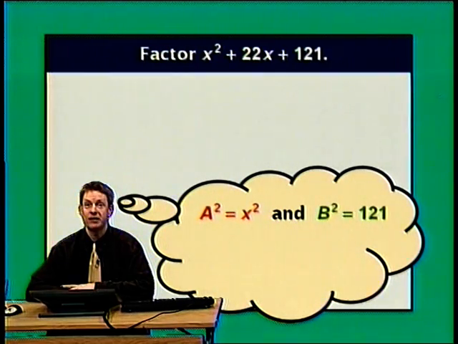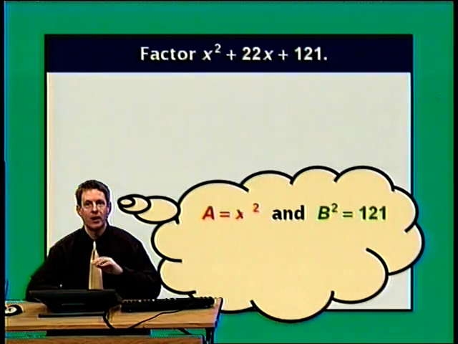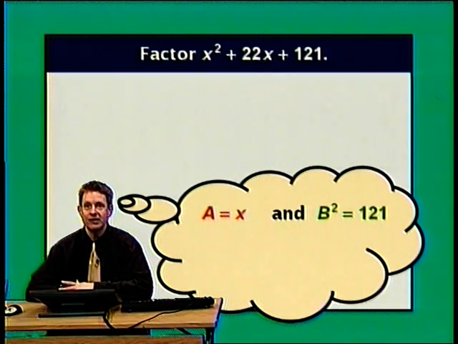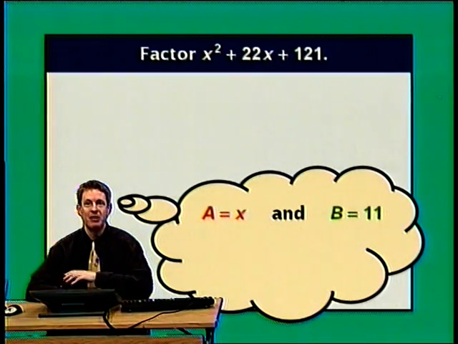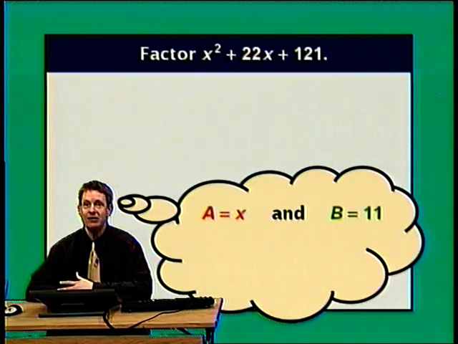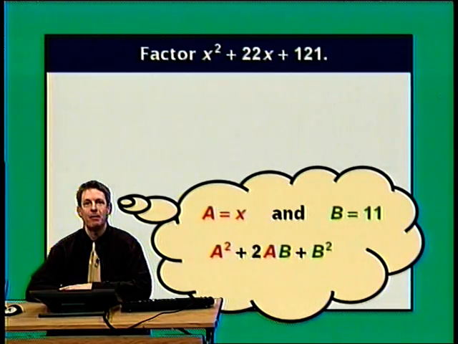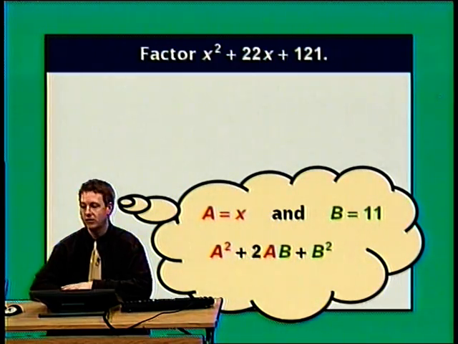Well, if a squared is going to be x squared, I think it's pretty straightforward that a is going to have to be x. Similarly, since the whole reason I'm doing this exploration is because I recognize that 121 is 11 squared, if b squared is going to be 11 squared, I guess b better be 11. So if I make these two substitutions, clearly a squared is going to be x squared and b squared is going to be 121. But my perfect square trinomial has form a squared plus 2ab plus b squared. So I need to make sure that my 2ab is also 22x. So let's check it out.